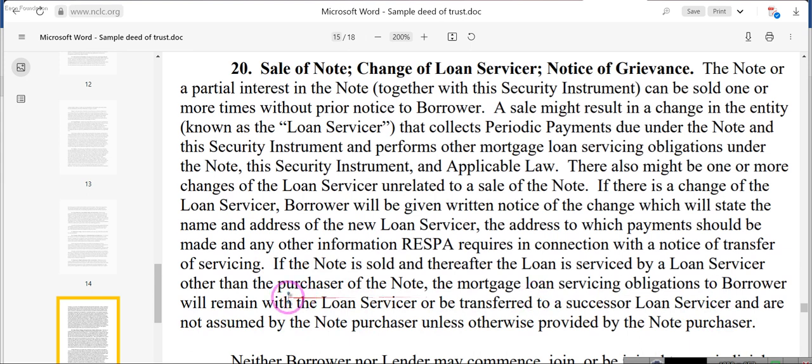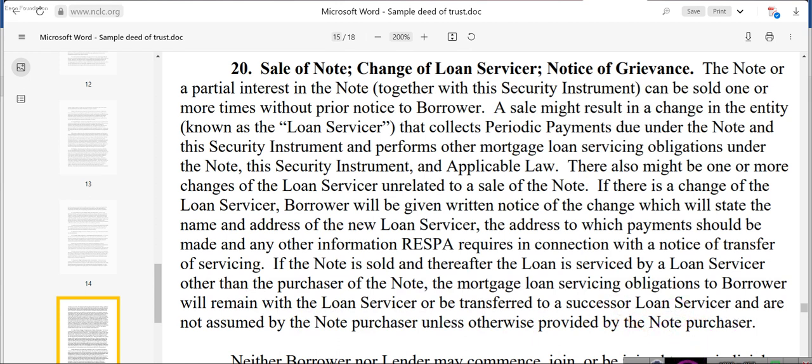Ladies and gentlemen, pay attention to what this says. If the note is sold and thereafter the loan servicer changes, and it is to a party other than the note holder, the mortgage loan servicer's servicing obligation to the borrower will remain with the original loan servicer. Okay, it says, or be transferred to a successor loan servicer, but that is with notice. But it has to be with the note, and are not to be assumed by the note purchaser unless otherwise provided by the note purchaser. We have a lot to talk about.